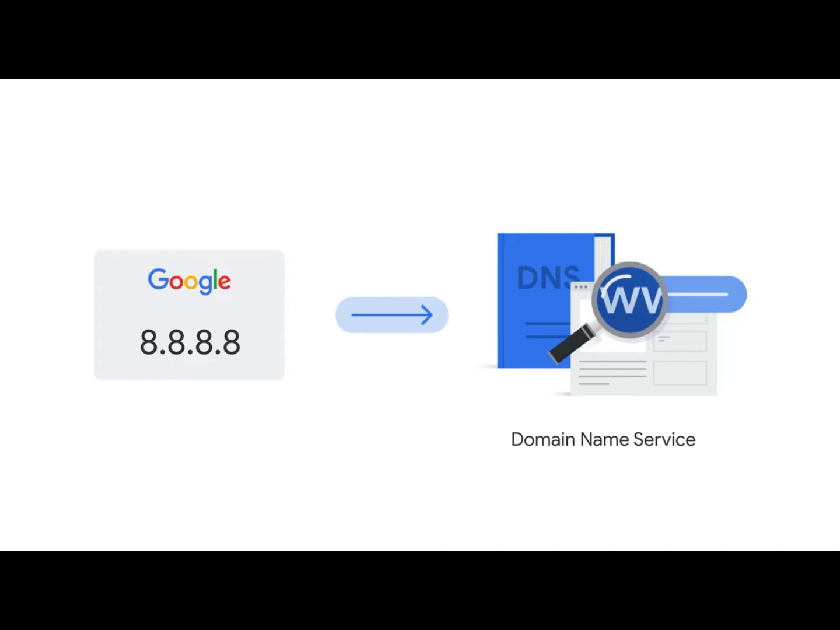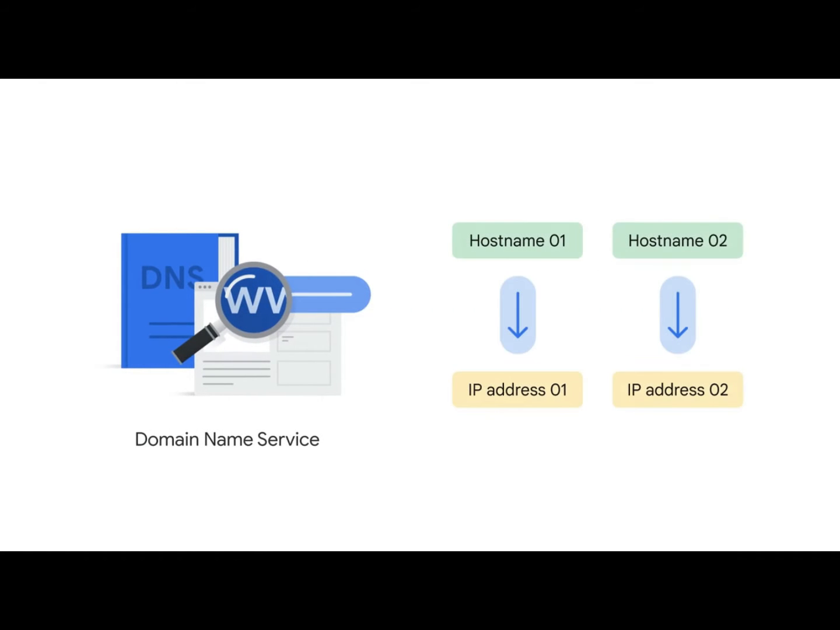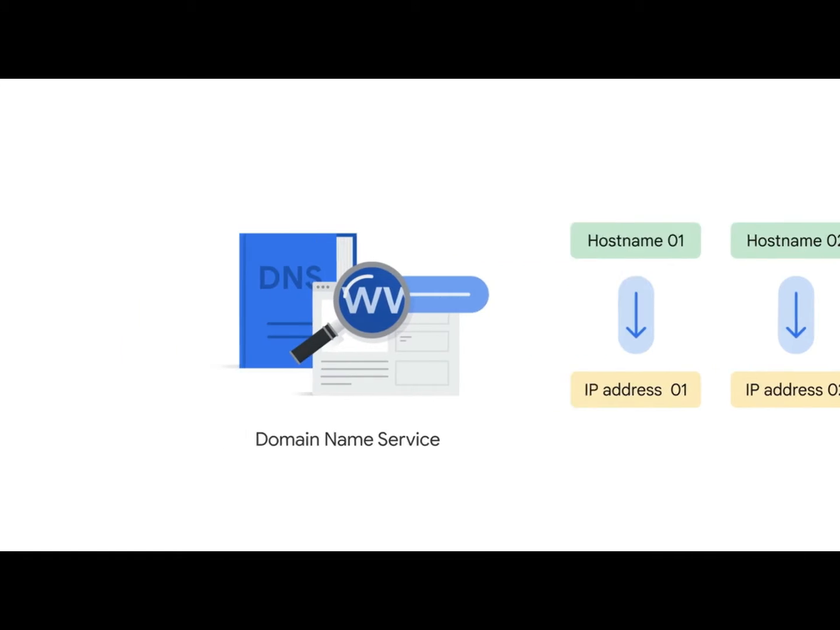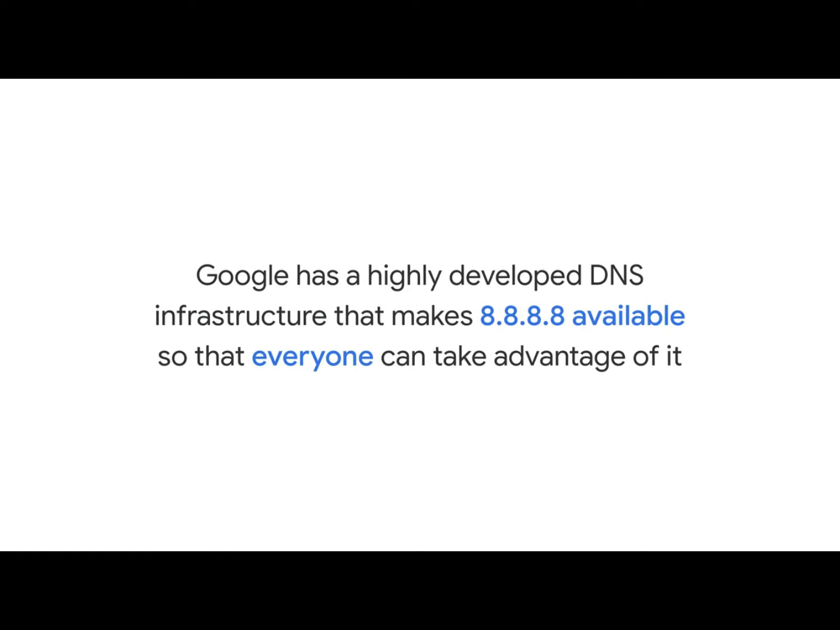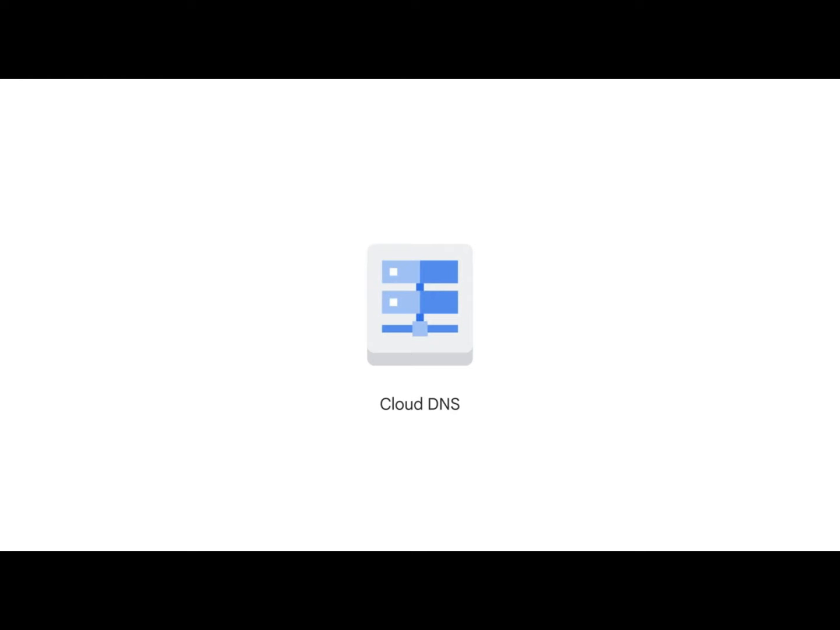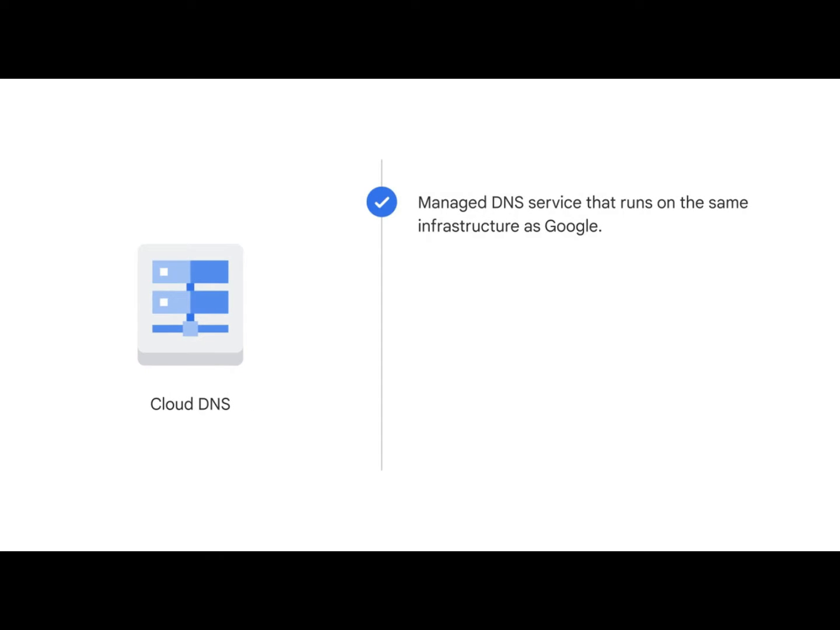One of the most famous free Google services is 8.8.8.8, which provides a public domain name service to the world. DNS is what translates Internet host names to addresses, and as you might imagine, Google has a highly developed DNS infrastructure. It makes 8.8.8.8 available so that everyone can take advantage of it. But what about the Internet host names and addresses of applications built in Google Cloud? Google Cloud offers Cloud DNS to help the world find them. It's a managed DNS service that runs on the same infrastructure as Google.